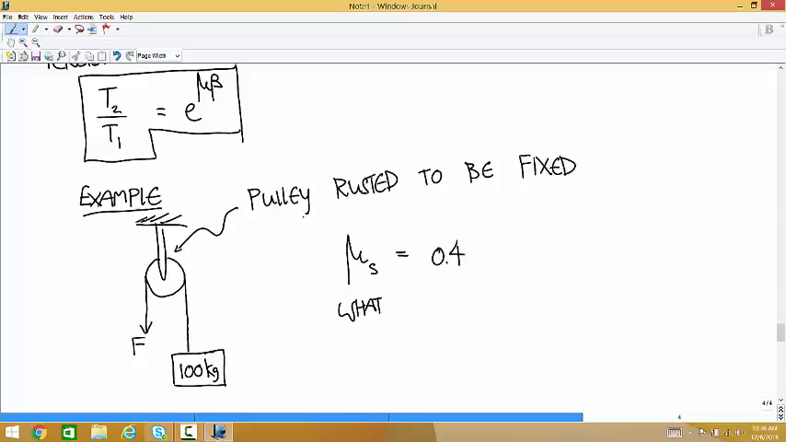Coefficient of friction is just a number, and it makes sense if you think about that the friction force is equal to this coefficient times the normal force. Normal force has units of newtons, friction force has units of newtons, so that has to be nothing. So what's the force F required to initiate motion?